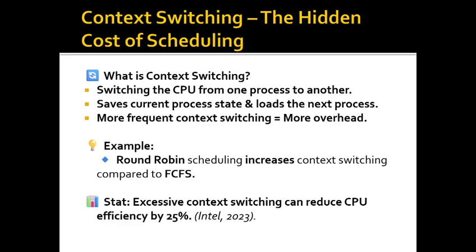Context switching, the hidden cost of scheduling. What is meant by context switching? It is switching the CPU from one process to another process. It saves the current process state and loads the next process. Frequent context switching means more overhead. For example, round robin scheduling increases context switching compared to FCFS. FCFS is nothing but first come first serve.